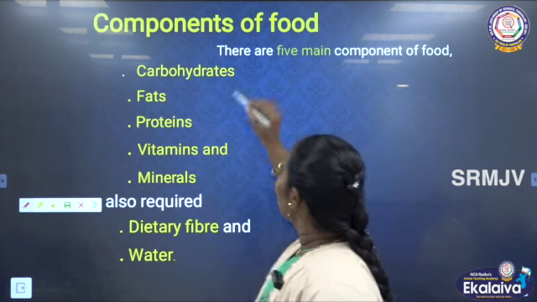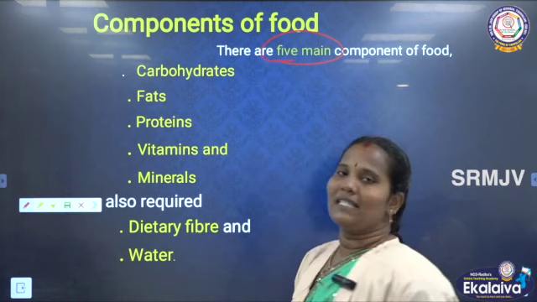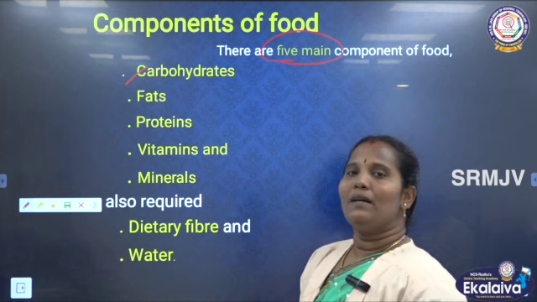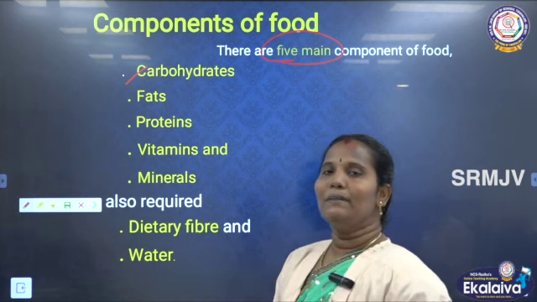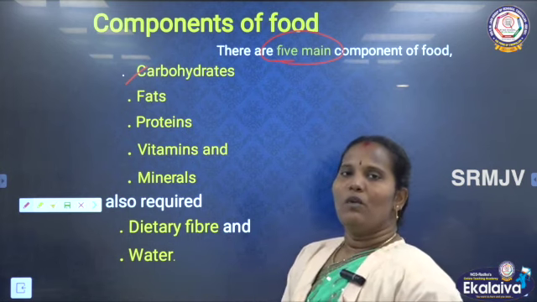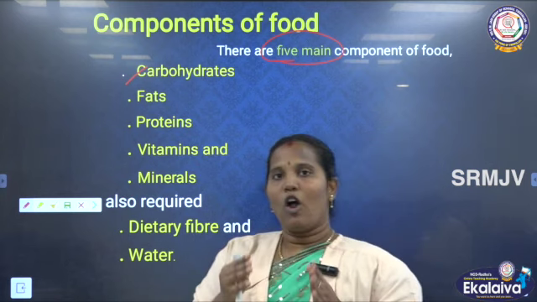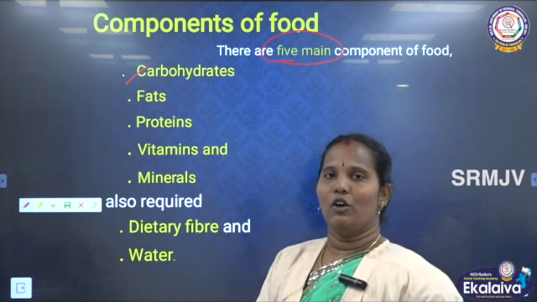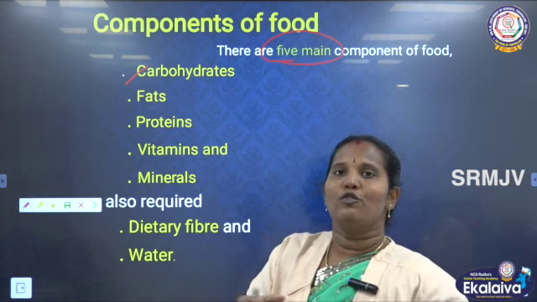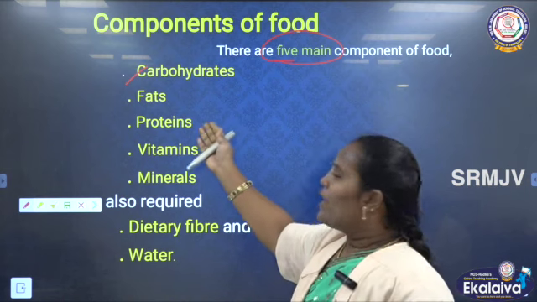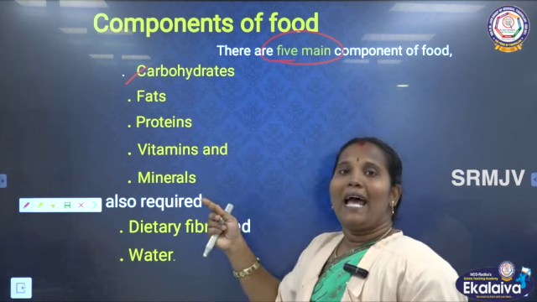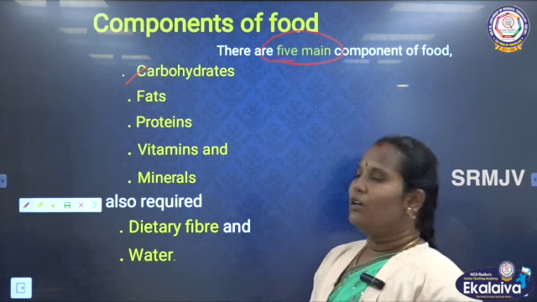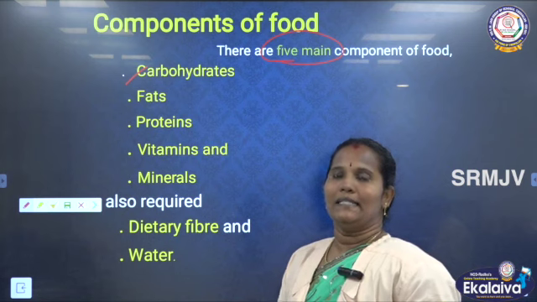What are they? The first one is carbohydrate. This carbohydrate food is called the energy giving food. What is energy? If you are not having food, how do we feel? We feel very tired and weak, because we need some energy to do our work. So carbohydrate gives the energy. It has sugar and glucose. Glucose is instant energy to our body. So carbohydrate is called the energy giving food.